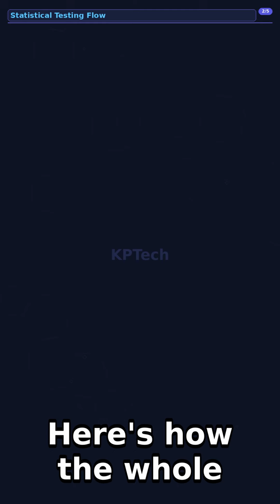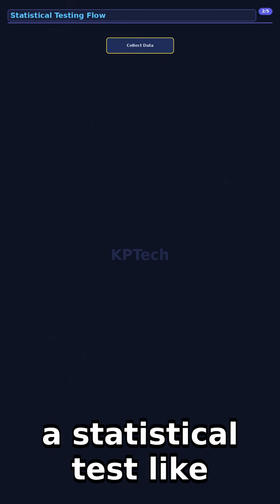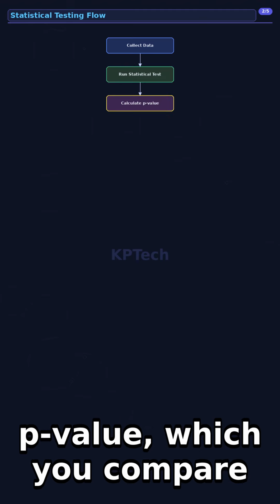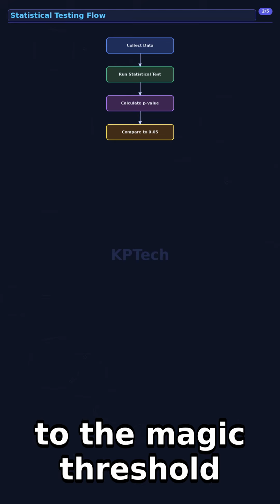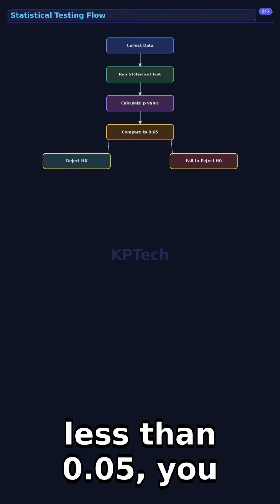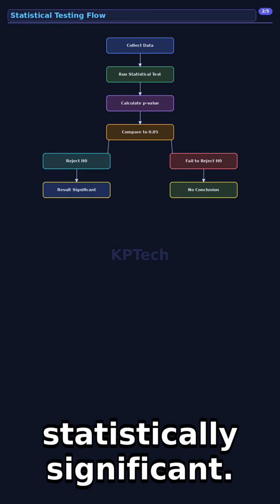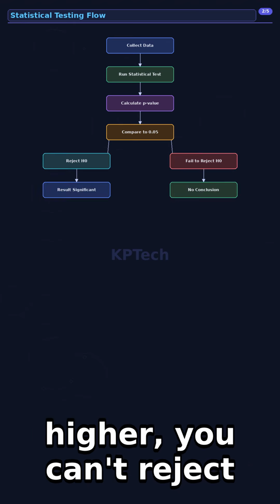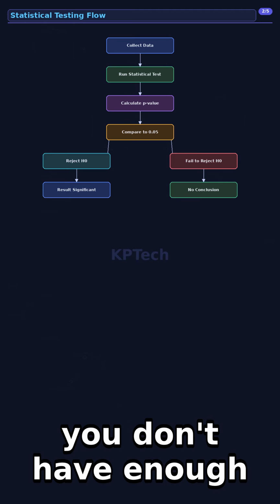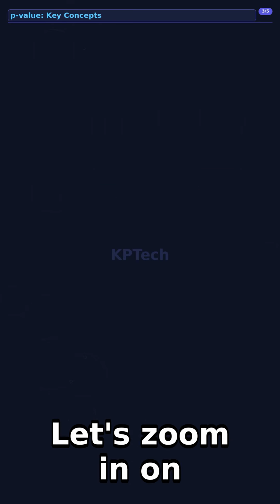Here's how the whole process works. You start by collecting your data, then run a statistical test like a t-test. That gives you a p-value, which you compare to the magic threshold of 0.05. If your p-value is less than 0.05, you reject the null hypothesis and call your result statistically significant. If it's 0.05 or higher, you can't reject the null hypothesis, meaning you don't have enough evidence to say something interesting is happening.